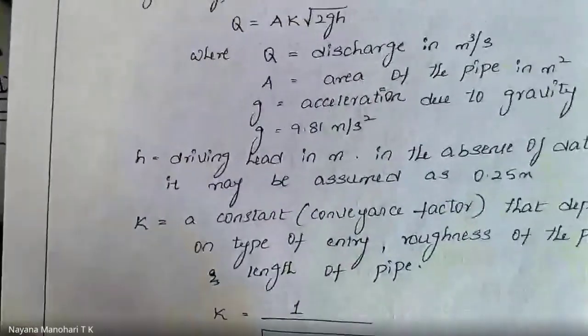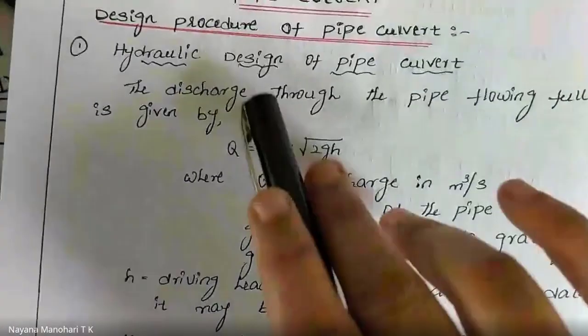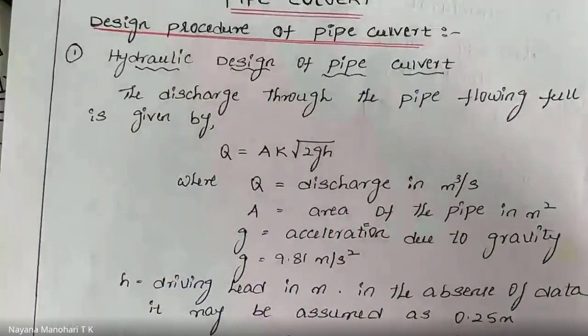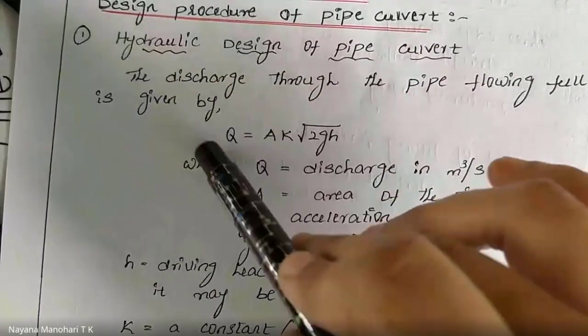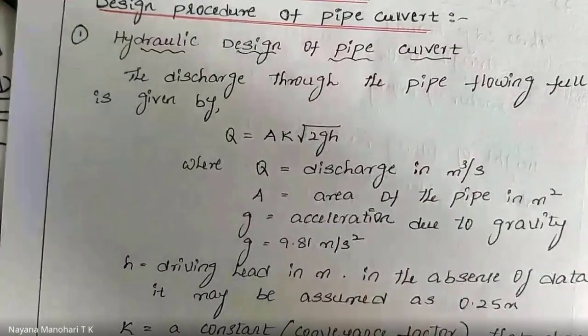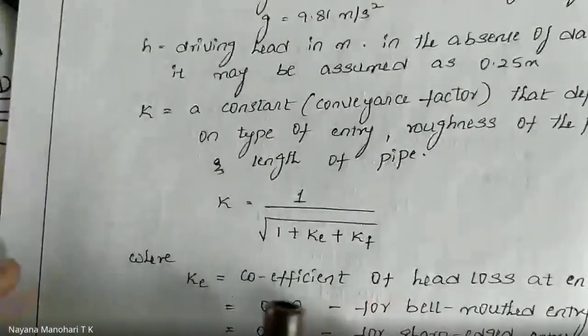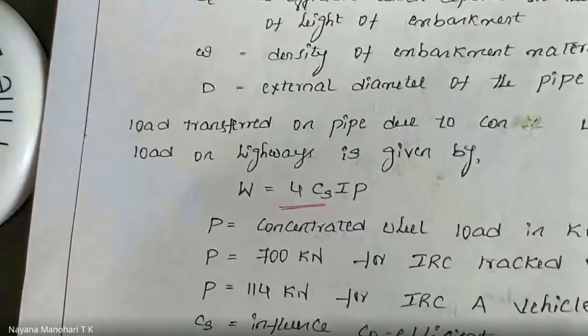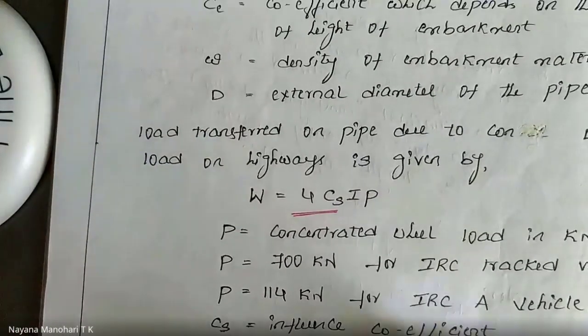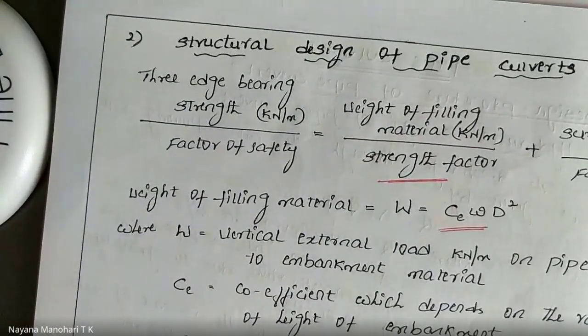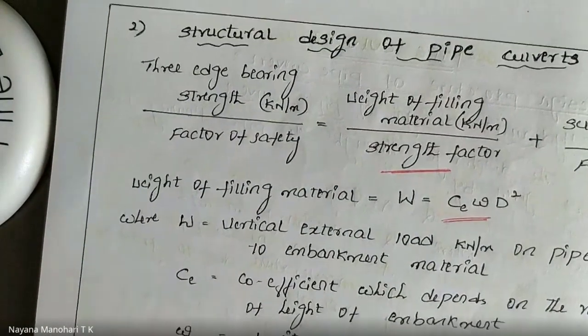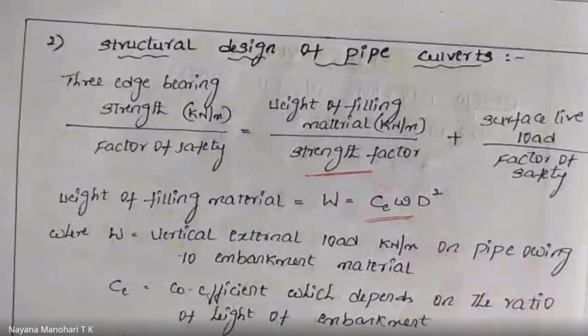Once you calculate that, that is the first step, the hydraulic design of the pipe culvert. From the discharge they give, you need to calculate the area of the pipe. Once you calculate that, the hydraulic design is done. The next step is the structural design of the pipe culvert.